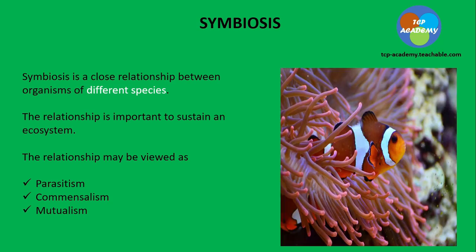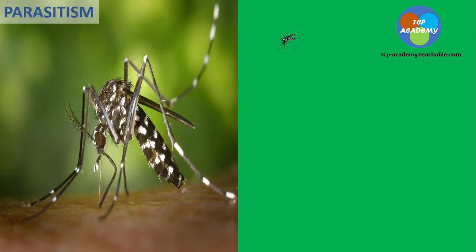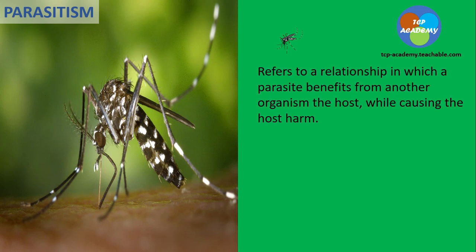Now, here we have a photo, and it is showing pretty much a symbiotic relationship. This is between the sea anemone and the clownfish. We'll talk more about it as we move through this lesson. Parasitism. What is it? We're seeing the mosquito there. It refers to a relationship in which a parasite benefits from another organism, the host, while causing the host harm. We could look at the relationship, as it were, with the plasmodium in humans causing malaria.